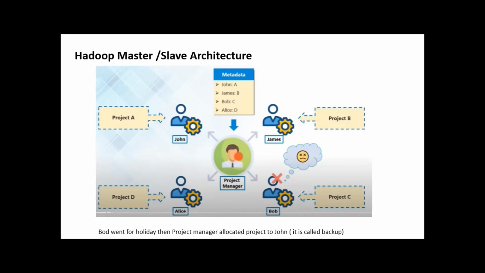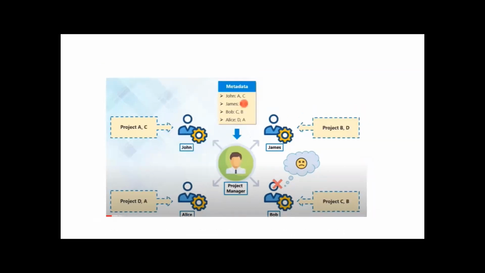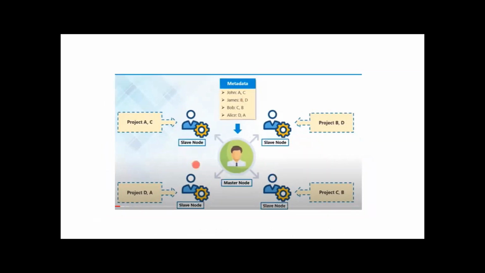If Bob is absent, not feeling well, or on holiday, another person can take care, and the manager doesn't have to worry. He'll just be there in the link. So he just makes a backup for you. One person is allocated to 2 projects: one is their own project, another is a backup for someone else. Get clear, okay, guys? And after certain days, when Bob comes back to work, he will complete his project.